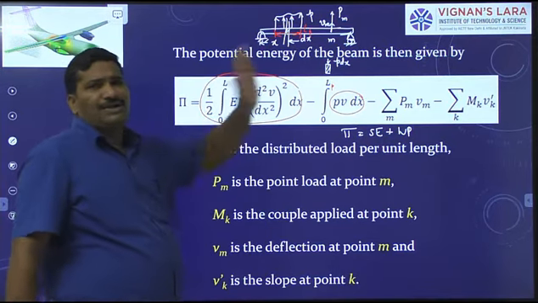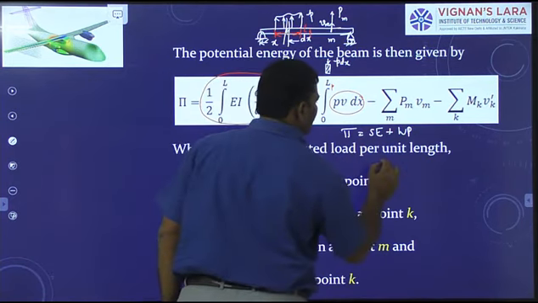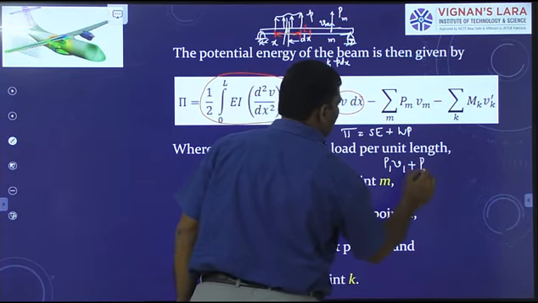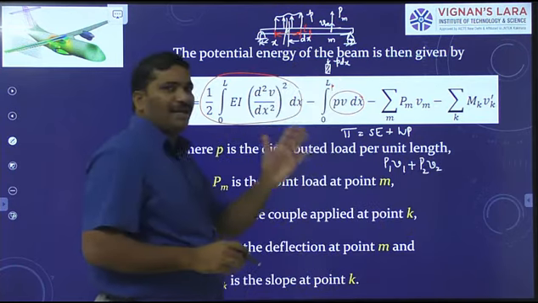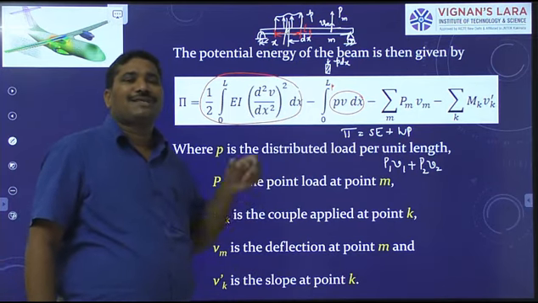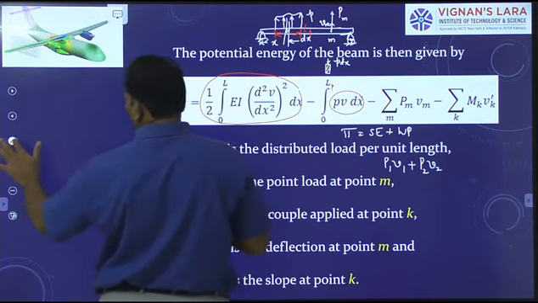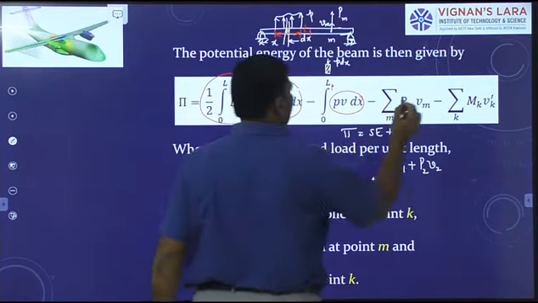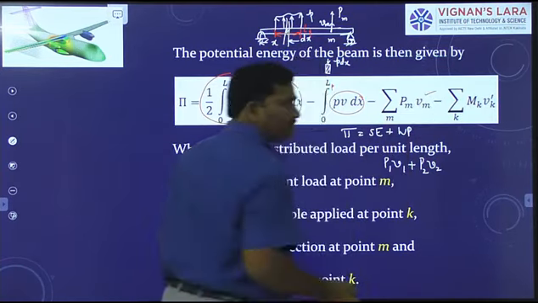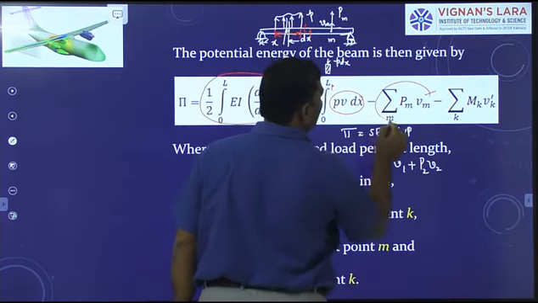If there are several concentrated forces, then how do you write? Say m equal to 1, then I get P1 v1. Then m equal to 2, I say P2 v2. So when you sum up like this for a set of concentrated forces acting at different points, you write the sum of Pm vm, as m varies from 1 to n. Therefore, we express it like this, the sum of Pm vm.